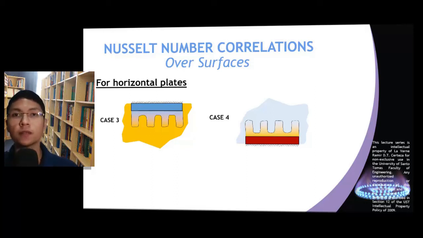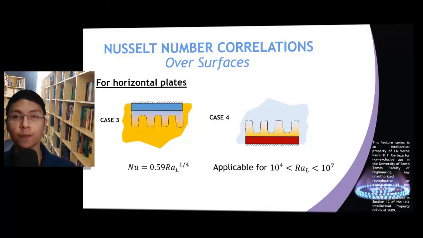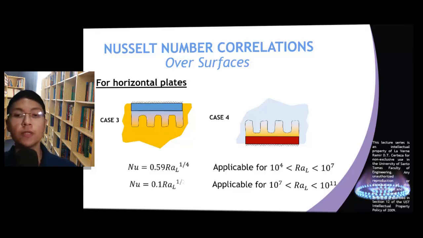There are two Nusselt number correlations applicable for these two cases. When the Rayleigh number lies between 10 to the 4th and 10 to the 7th, we use this Nusselt number correlation. On the other hand, when the Rayleigh number lies between 10 to the 7th and 10 to the 11th, we use this Nusselt number correlation.